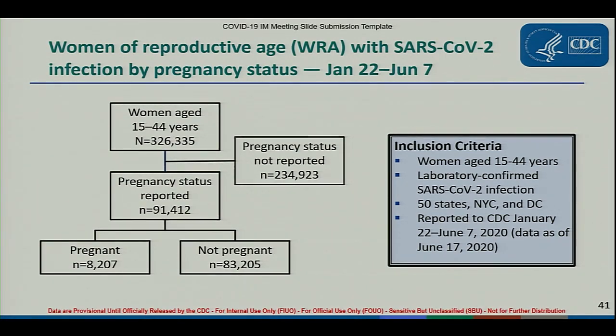pregnant. This percentage may be affected by more frequent healthcare encounters among pregnant women, which increase opportunities to receive SARS-CoV-2 testing, missing pregnant status among women, or increased screening in pregnant women. A number of inpatient obstetric healthcare facilities have implemented universal screening and testing policies for pregnant women upon admission.